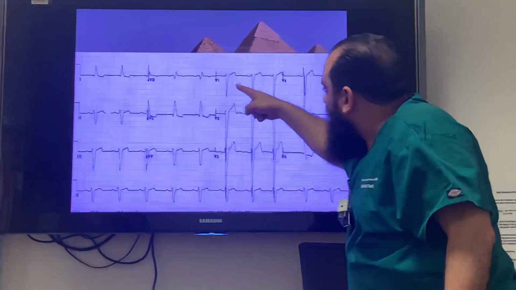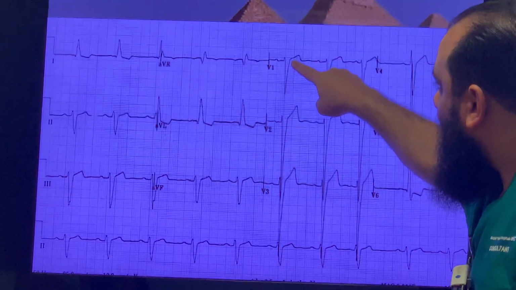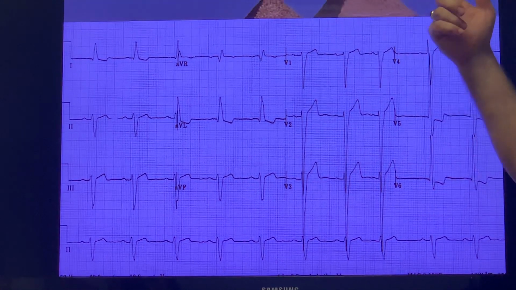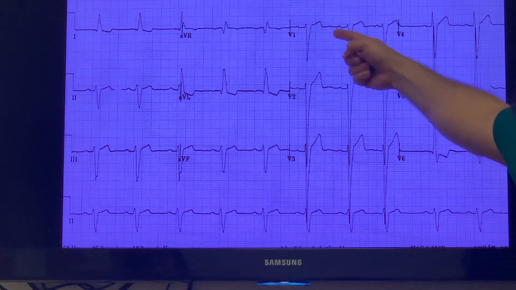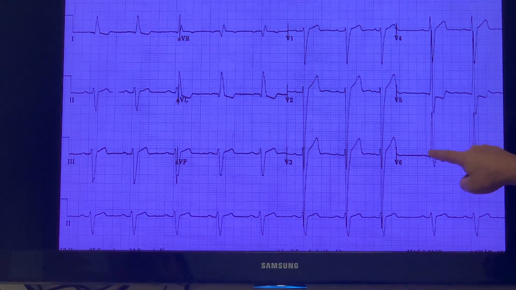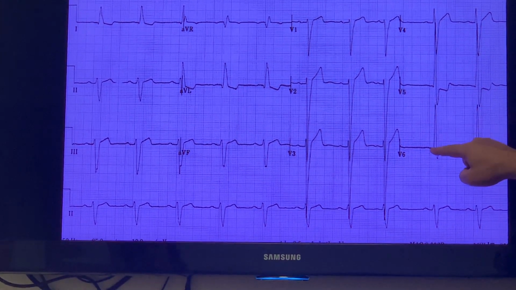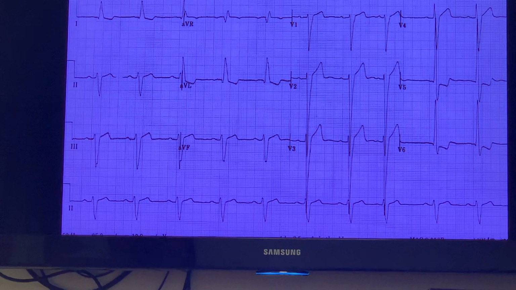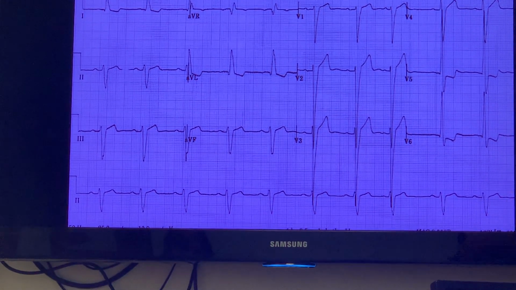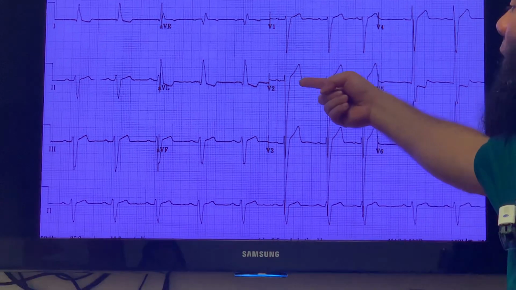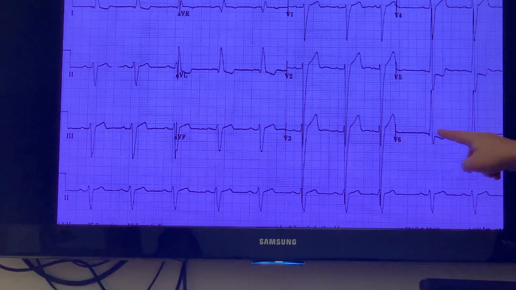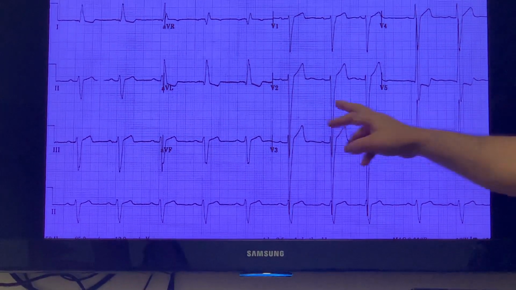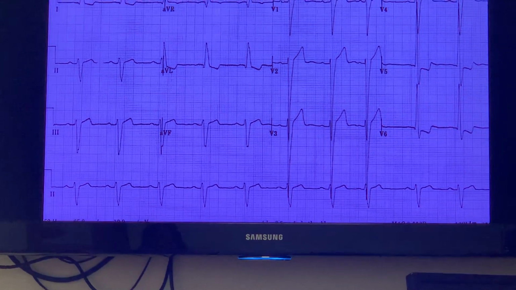So V1, for example, here is not a complete one. 1, 2, 3, and this small area can be 4. So 4 means 20. About 20 small squares here, and V6 is 1, 2, 3, 4, and that one 5. So 25? Yes, so 25 and 20, that is 45. So more than 35. If we want to apply the other rule, the longest S wave and the longest R wave more than 45, it applies. If we didn't use the longest, we use that only, and it applies. Okay?